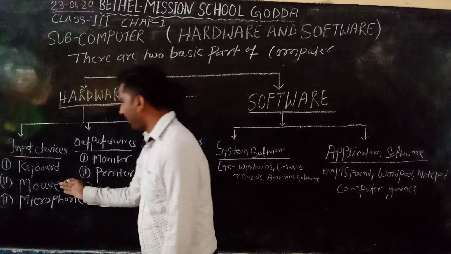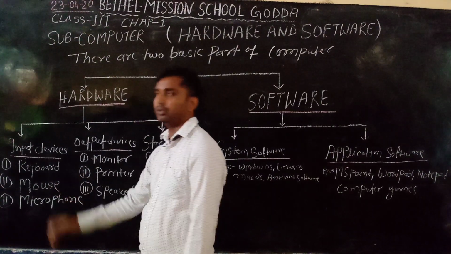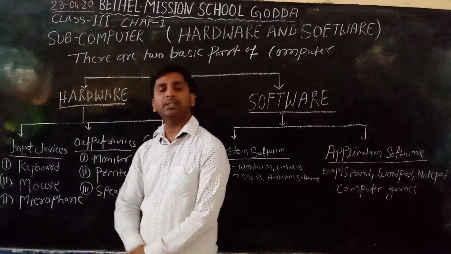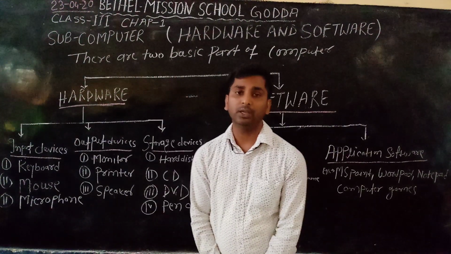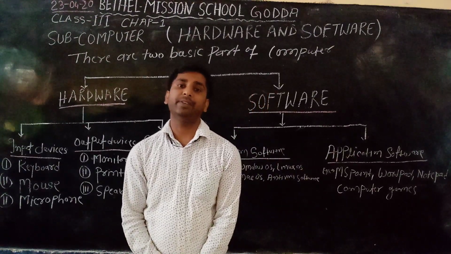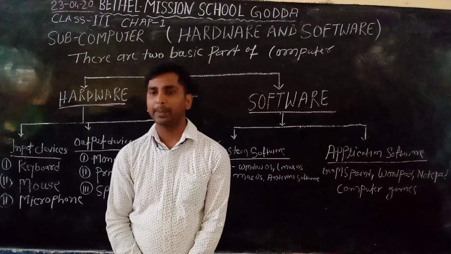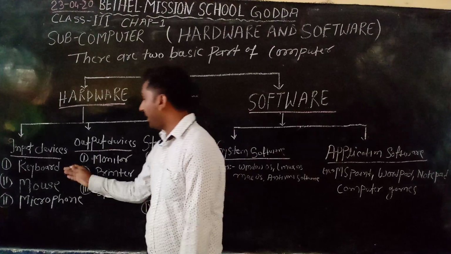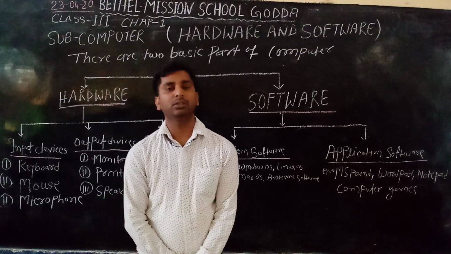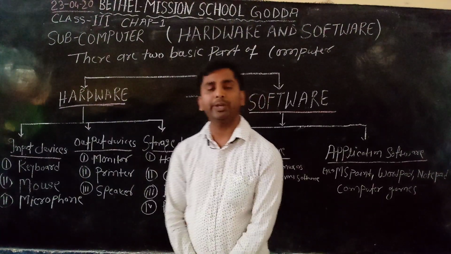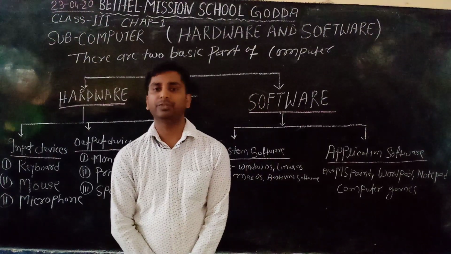Now, input devices. These are input devices: keyboard, mouse, microphone. Keyboard. What is a keyboard? Keyboard is an input device. It is used to type data into the computer. There are different types of keys on a keyboard, like alphabet keys, numeric keys. Numeric keys are used to enter numbers. Arrow keys, function keys.